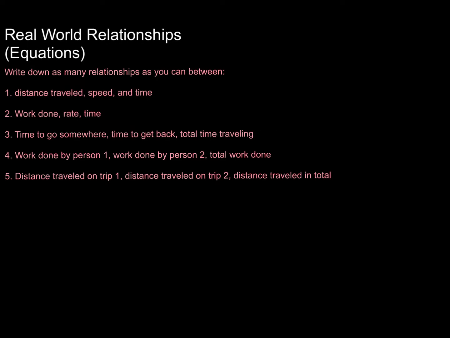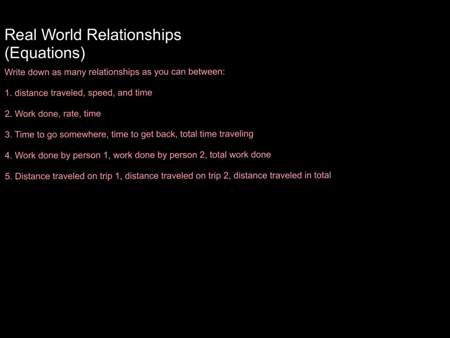In order to write equations both efficiently and correctly, we're going to want to take advantage of real-world relationships or equations that are both very powerful and very simple. So go ahead and write down as many relationships or equations as you can between each of these sets of things. So to start off with distance traveled, speed, and time.